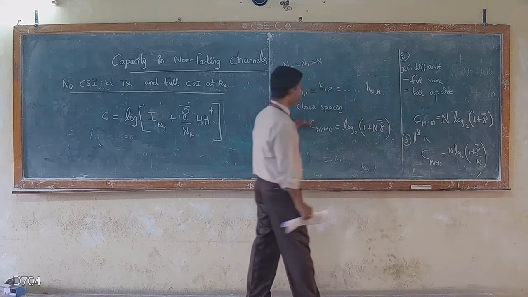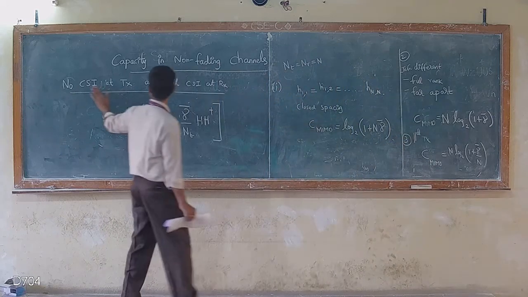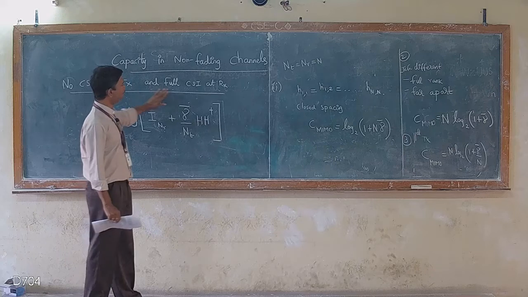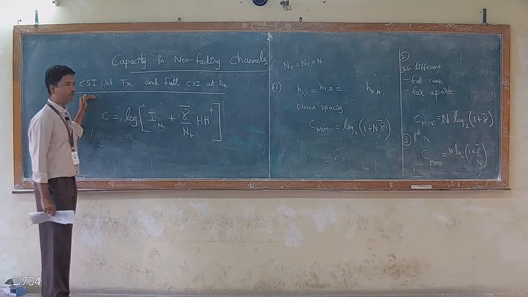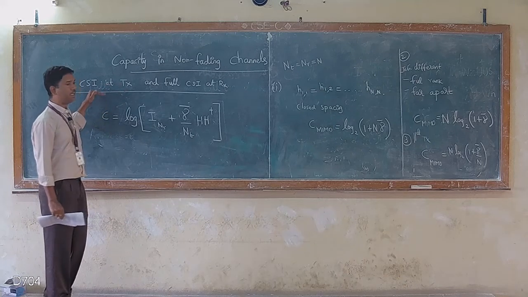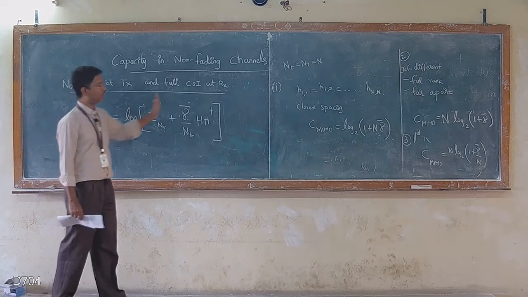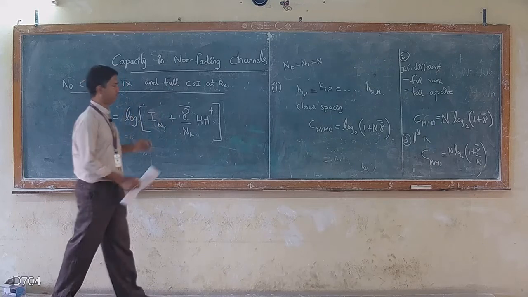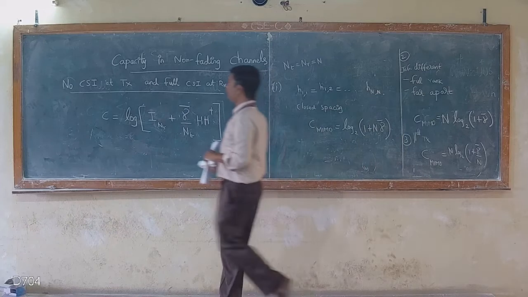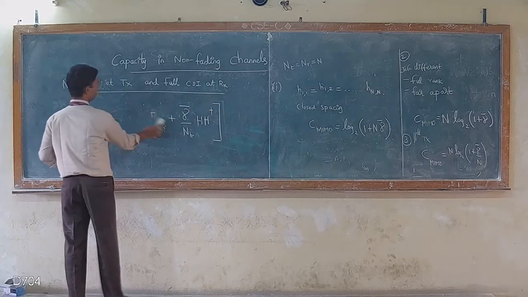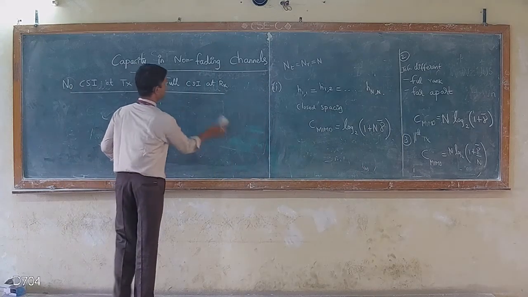So this is about the capacity under no CSI at the transmitter and full CSI at the receiver. So if the transmitter does not have knowledge about the channel, it is better to allocate equal power among all the parallel channels. The second case is full CSI at the transmitter and at the receiver.